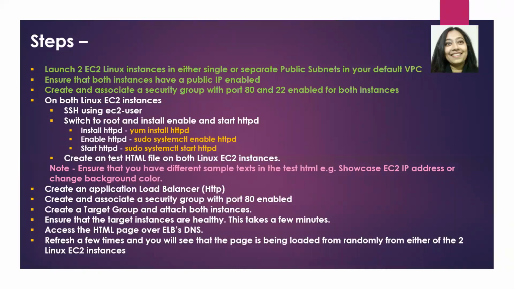VPC. Ensure that both the instances have public IP enabled. Create and associate a security group with port 80 and 22 enabled for both the instances. On both these two Linux instances, we will basically SSH into them using ec2-user.